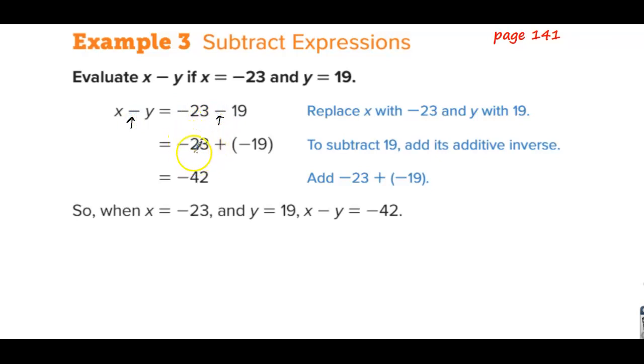Then we keep the first number the same, we change subtract to add, and we switch the sign of the second number. But now we realize these two are both negative. So because they're both negative, we can just add them together. 23 plus 19 is 42, but because they were both negative, 42 is also negative.